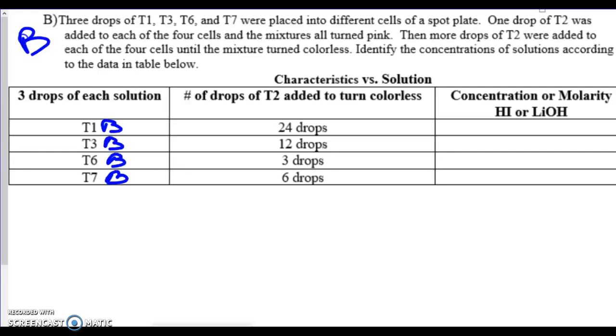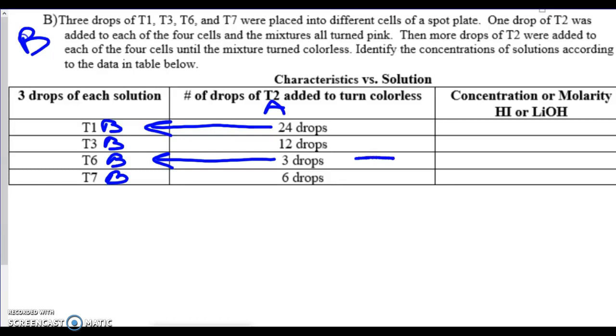So 3 drops of each of those are placed into a cell. And then this is the number of drops of acid to turn colorless. And it's all the same acid. So this one took 24 drops of acid to turn that base from pink to colorless. And this one took 3 drops of the exact same acid to go from pink to colorless.